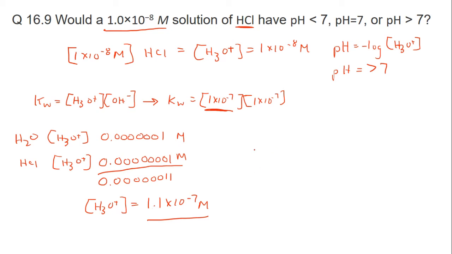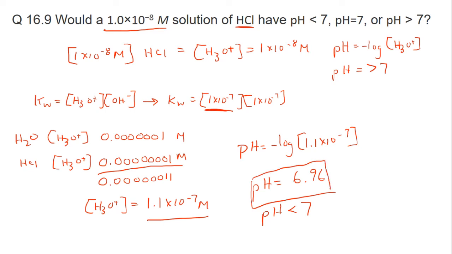Now we can calculate the pH. Here, pH equals the negative log of 1.1 times 10 to the minus 7. And we take the negative log of that, pH equals 6.96. So the pH is acidic, it is less than 7.